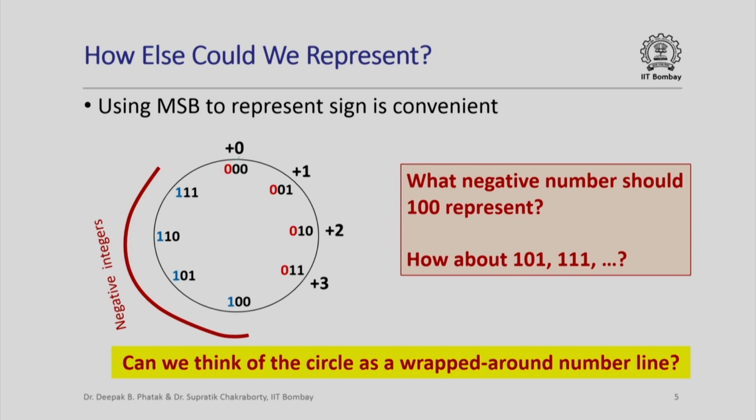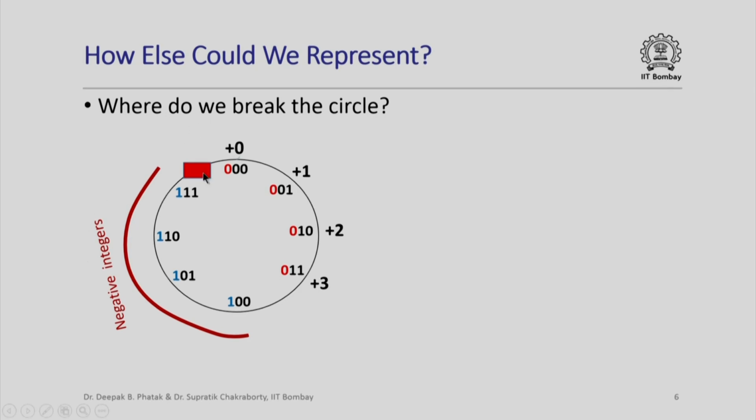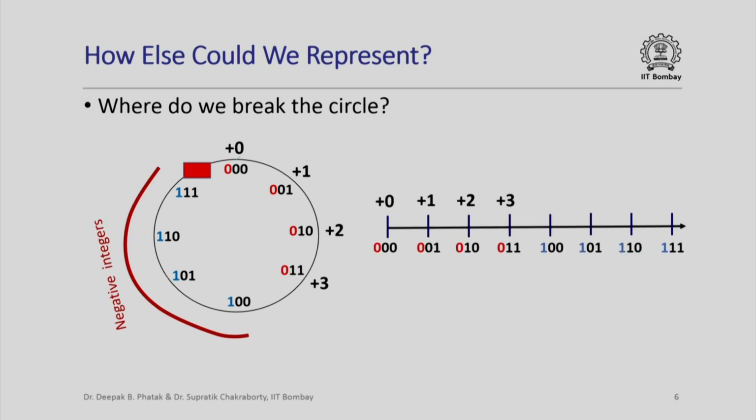In order to break up a circle into a number line, we have to figure out where to break this circle. Now there are 2 logical points to break, where the MSB is changing. This is one point where I am going from 1 to 0, and this is the other point where I am going from 0 to 1. Now if I broke the circle at this point, then I would get a number line which starts like this: 0, 1, 2, 3, and then there are 4 numbers which, if I assume the MSB to be representing the sign, should be negative numbers. So my number line would now look like this. I have broken the circle here, so I get 0, 1, 2, 3, and then I get these numbers with the blue MSB.